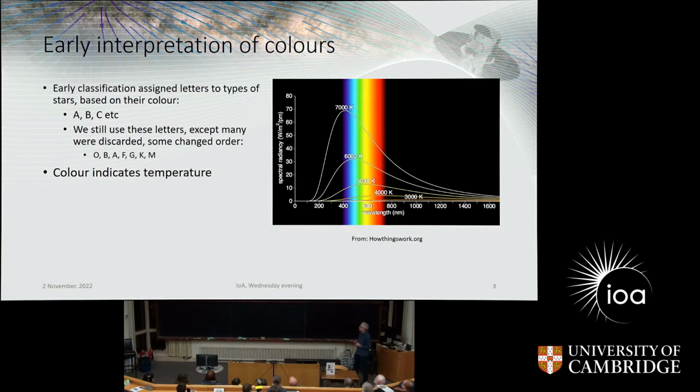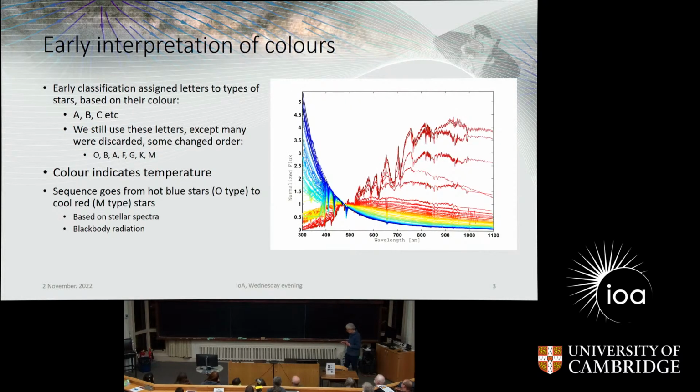So color indicates temperature, and that is to do with what we call black body radiation. What we observe here is only that bit in the spectrum there, but the light comes in a whole range of wavelengths. When you have a hotter body, it radiates more at bluer wavelengths. When you have a cooler body, it radiates more at redder wavelengths. So the red stars are the cooler stars, and the blue stars are the hotter stars.